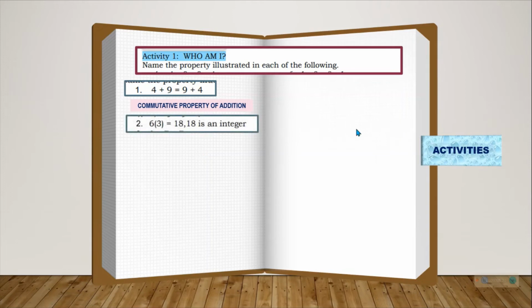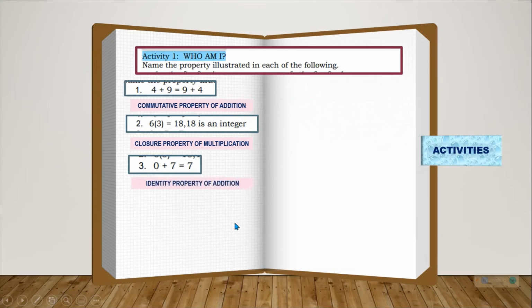Next, number 2, 6 times 3 is equal to 18. So, 18 is an integer. So, meaning that is closure property of multiplication kasi multiplication yung operation. Next, number 3. 0 plus 7 is equal to 7. That is identity property of addition.